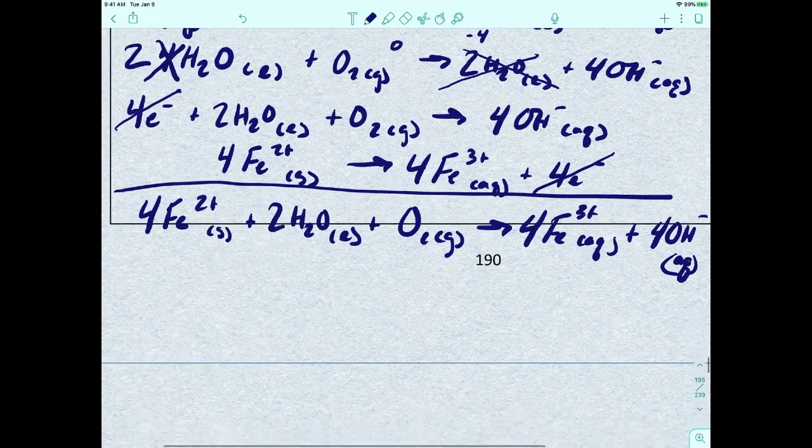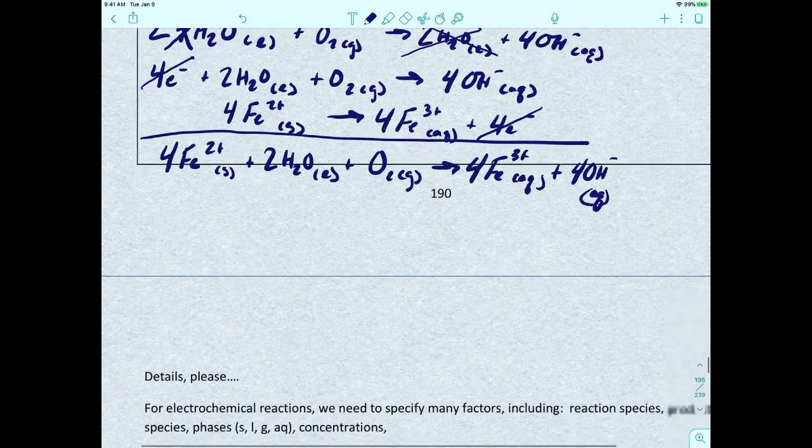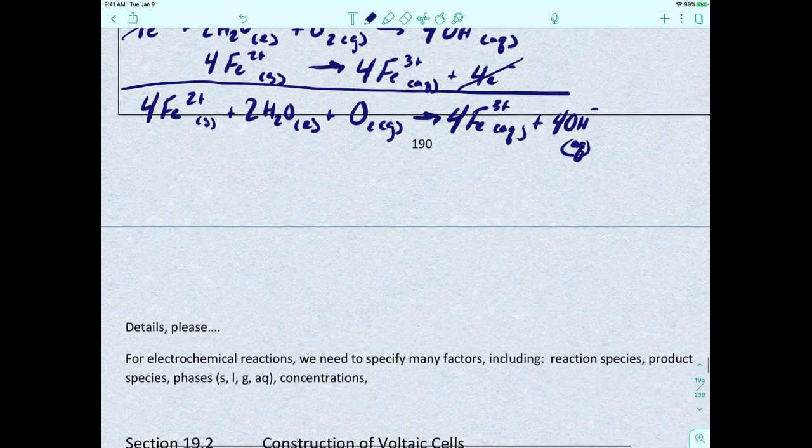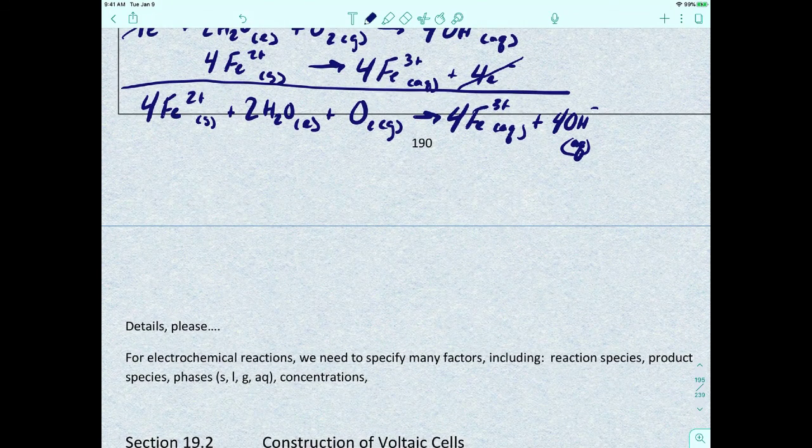All right. Now, just to summarize, for electrochemical reactions, we have to specify many factors, including the reactant species, the product species, the phases, and the concentrations. So it's vitally important for electrochemical reactions that we specify everything for that type of reaction.